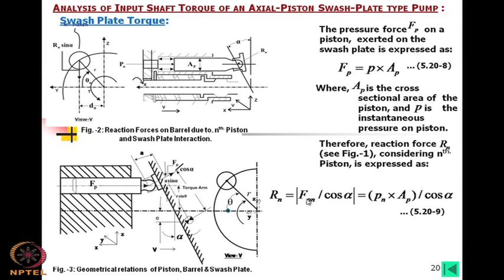When we are calculating the force of a piston, then we consider that particular position of the piston and the instantaneous pressure at the piston. This is why we have divided by cos alpha, because force is acting in these directions. In this direction the force is opposite to this. To offer that much resistance, the inclined plate has to offer this much force, which we find by dividing by cos alpha. This is from simple geometry and force analysis.